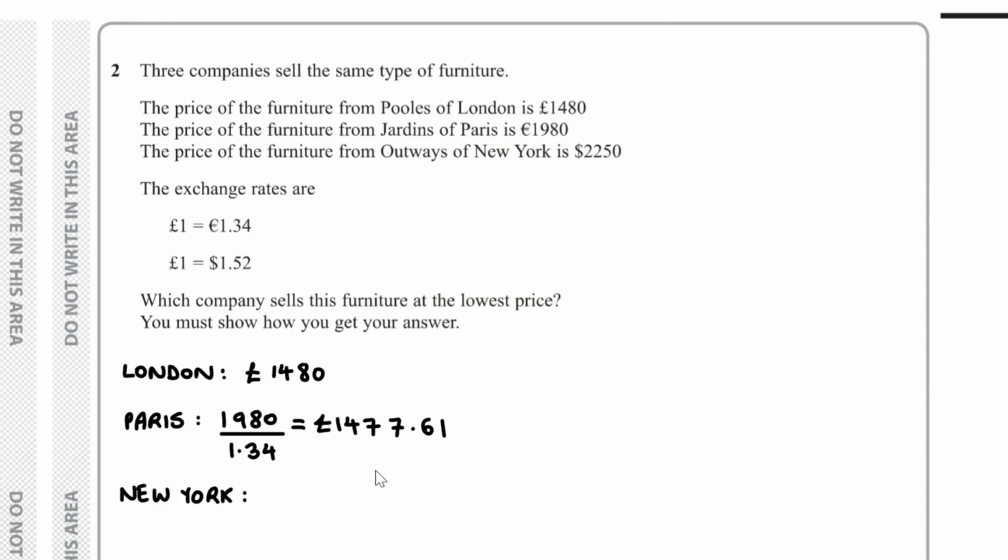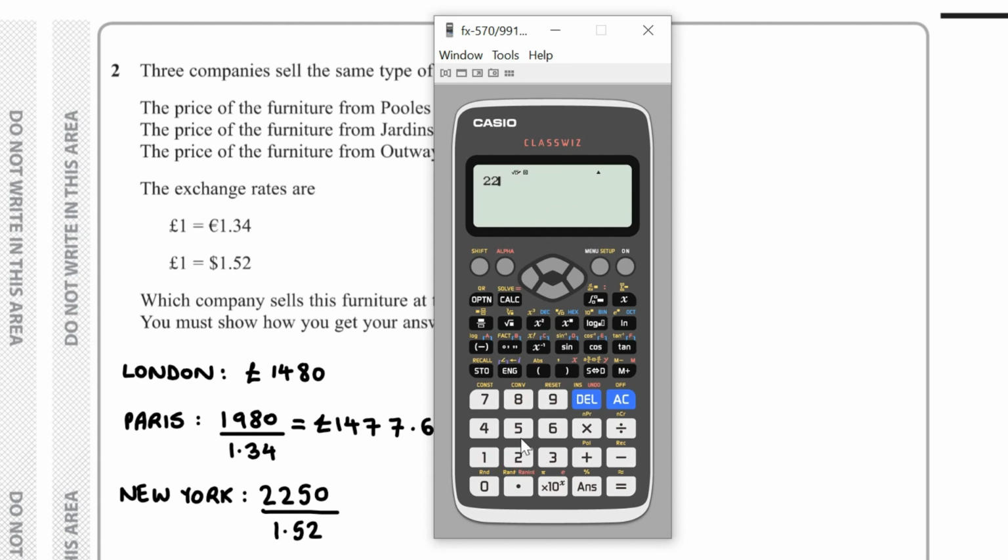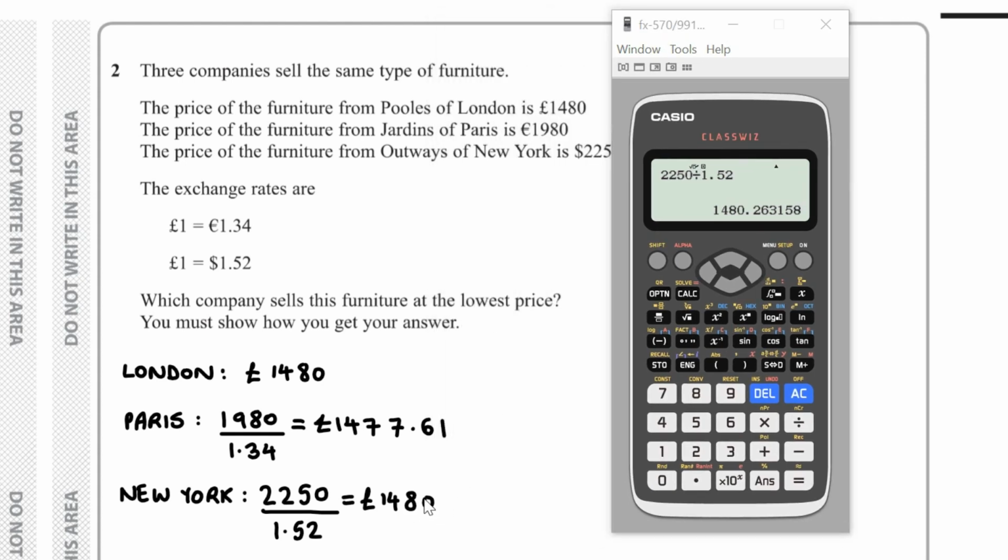And for New York we have 2250 divided by 1.52. This will convert the dollars into pounds, and if we work this out, 2250 divided by 1.52, this is equal to 1480.26.